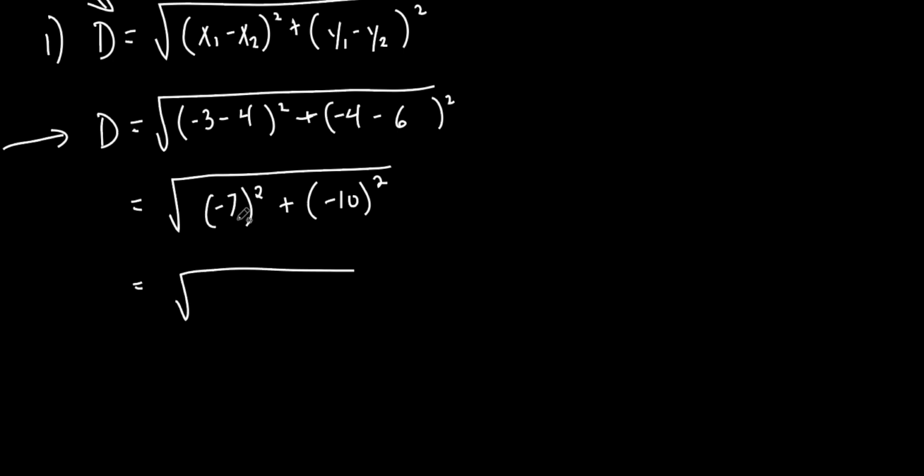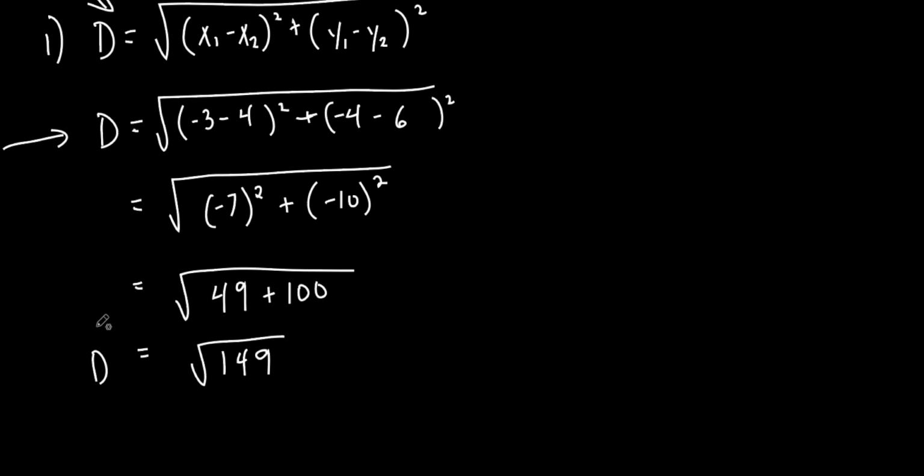Keep the square root. -7 squared. Remember, squaring a negative just turns it into a positive. So it's just 7 squared. What's 7 squared? 49. Plus, what's -10 squared? Well, squaring a negative just makes it positive. What's 10 squared? 100. All right? And now, it's the square root of, add them up, that's easy, 149.